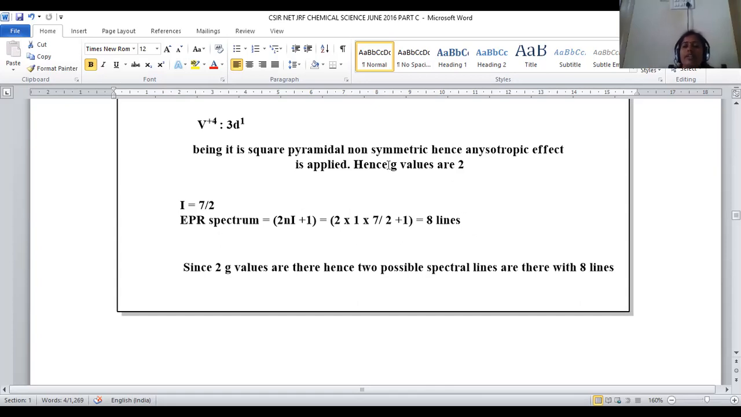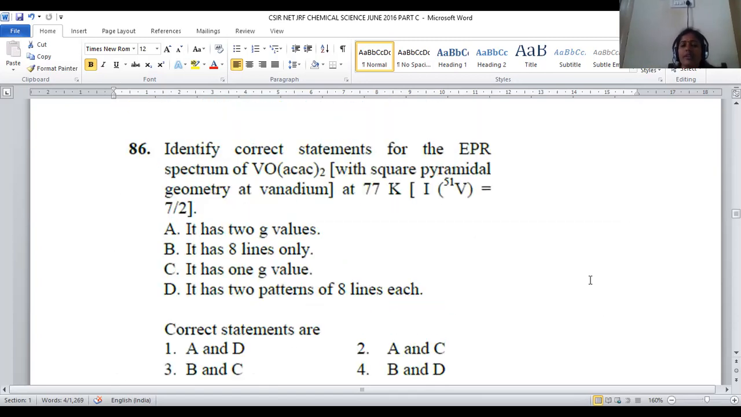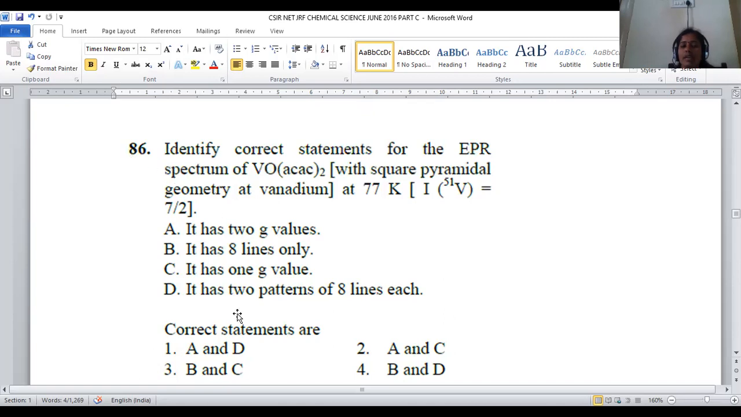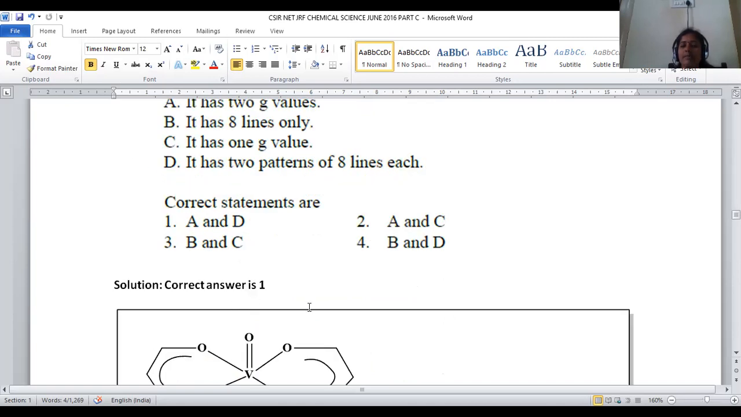But here we have 2 orientations, right? Being anisotropic, 2 g values will be there. For those 2 g values, 2 different sets of spectral lines are possible, each consisting of 8 lines, right? So it has 2 g values is the correct statement. 2 patterns will be attributed with 8 lines each. So statement D and statement A are both correct. A and D statements are given in option number 1. For question number 86, option number 1 is the correct answer.